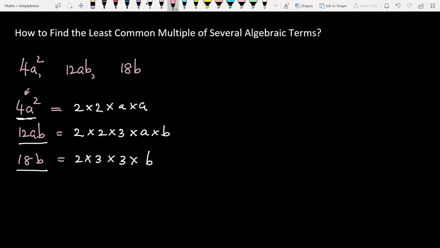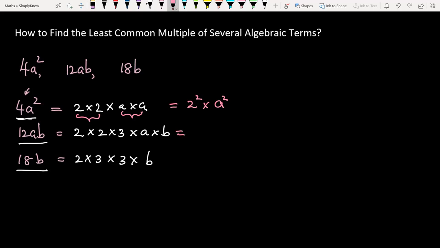Next, we need to write each of these products as a product of powers. So 2 times 2 as a power is 2 to the power 2. A times a as a power is a to the power 2. So 4a squared as a product of powers is 2 to the power 2 times a to the power 2.